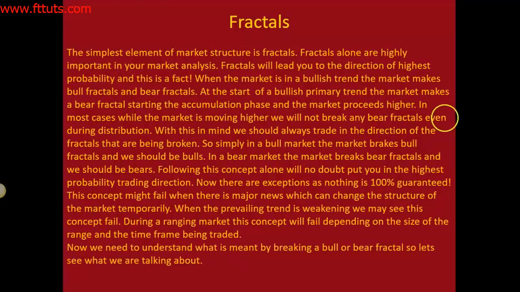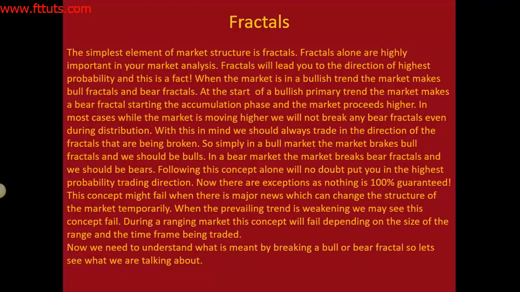When the market is in a bullish trend, the market makes bull fractals and bear fractals. At the start of a bull primary trend, the market makes a bear fractal starting the accumulation phase. All right, so the accumulation phase we talked about, the market makes a bear fractal, and that starts the accumulation phase. And then the market proceeds higher, and you'll see this in examples as we go on. In most cases, while the market is moving higher, we will not break any bear fractals, even during distribution.